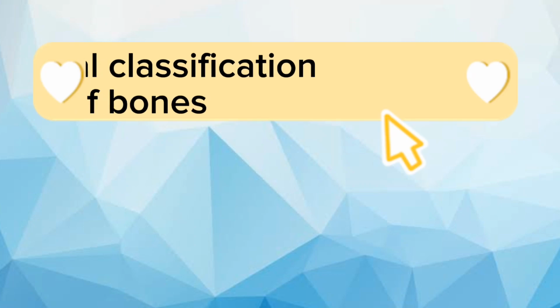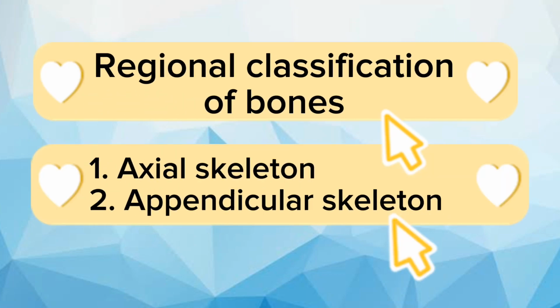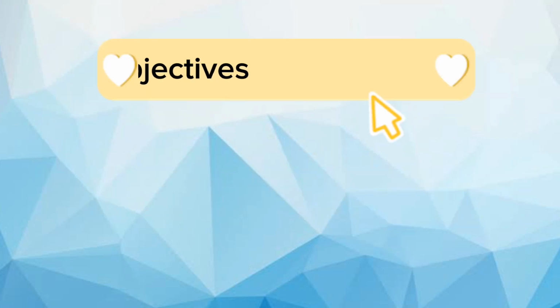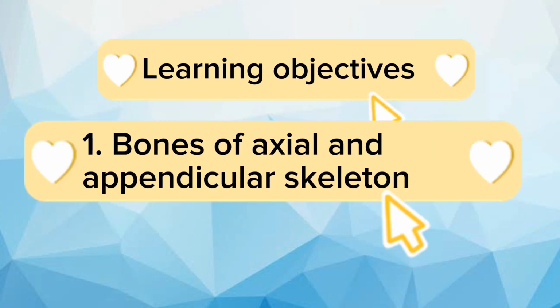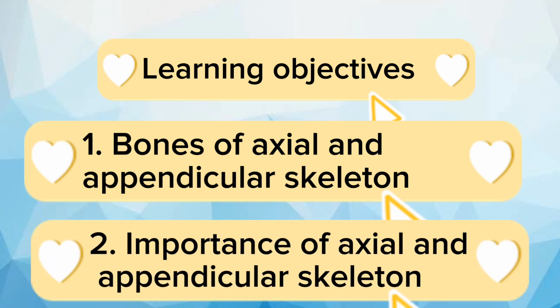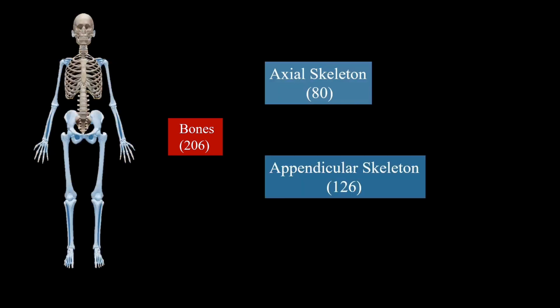Today we are going to study the regional classification of the bone, which includes axial and appendicular skeleton. Our main learning objectives will be the bones of axial and appendicular skeleton and their importance. Let's start the topic. The total bones in the human body are 206, which are classified as axial skeleton, which consists of 80 bones, and appendicular skeleton, which consists of 126 bones.